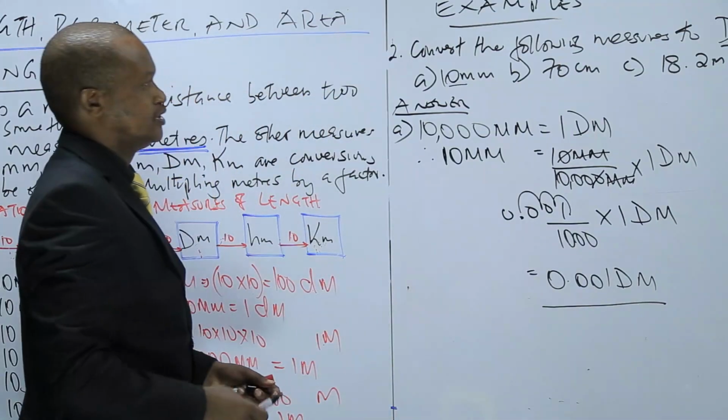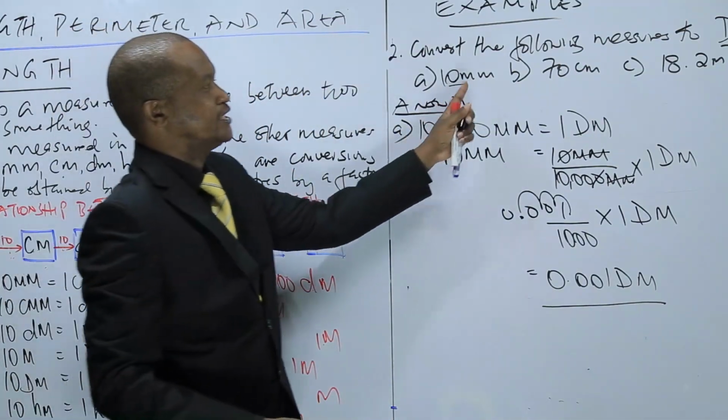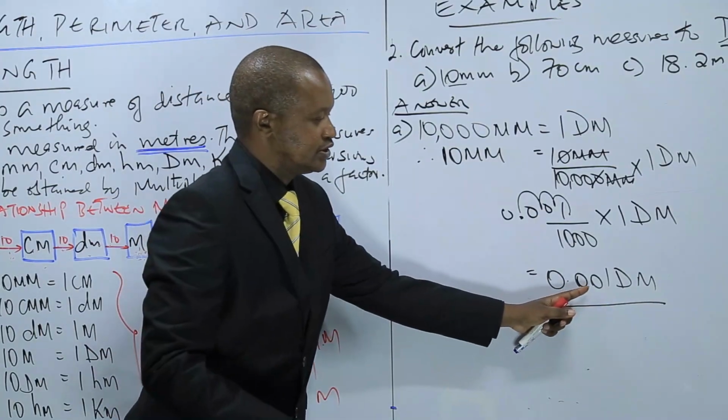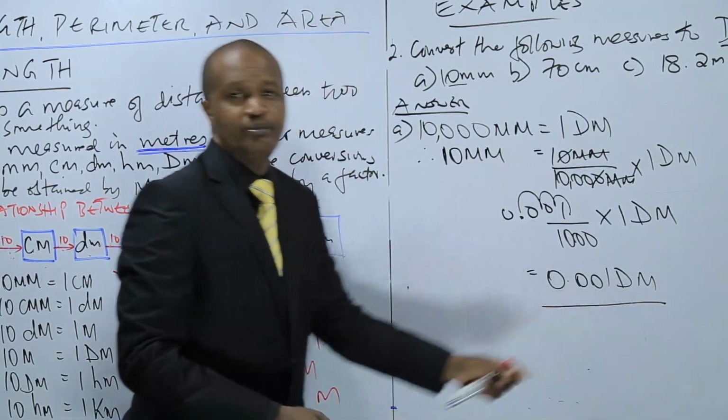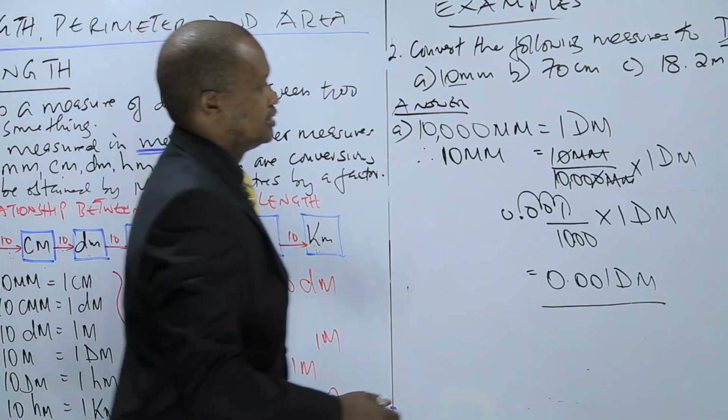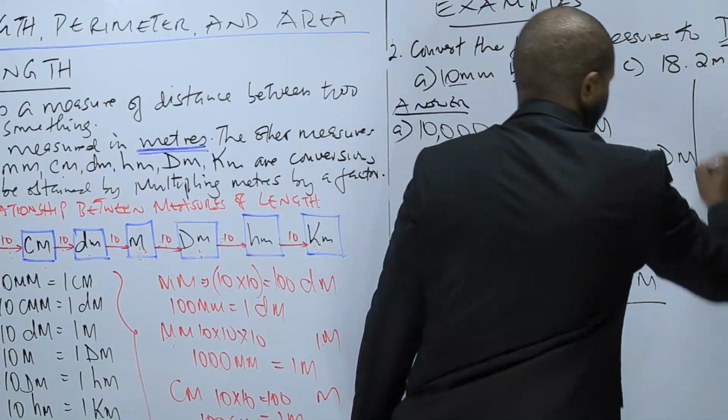So 10 millimeters will give you 0.01 decameters. We can do the second one.